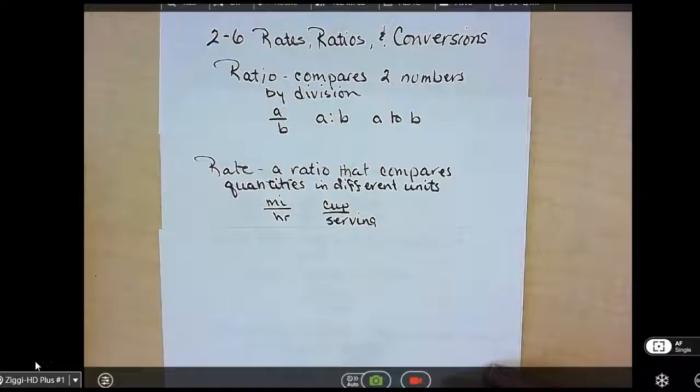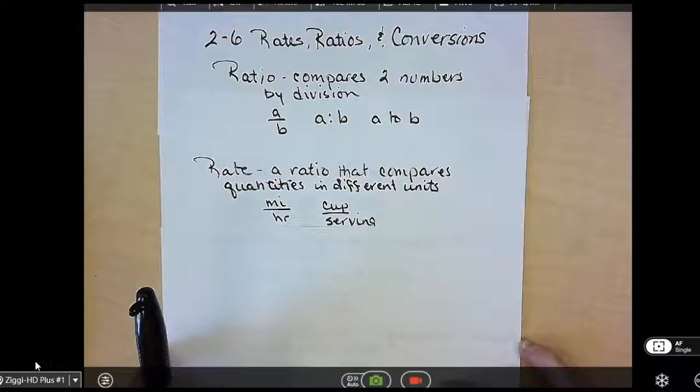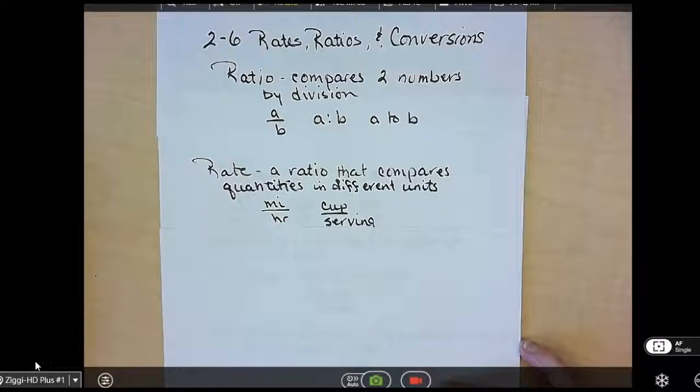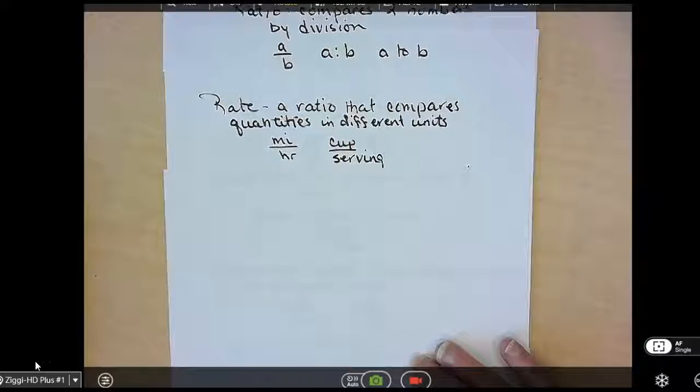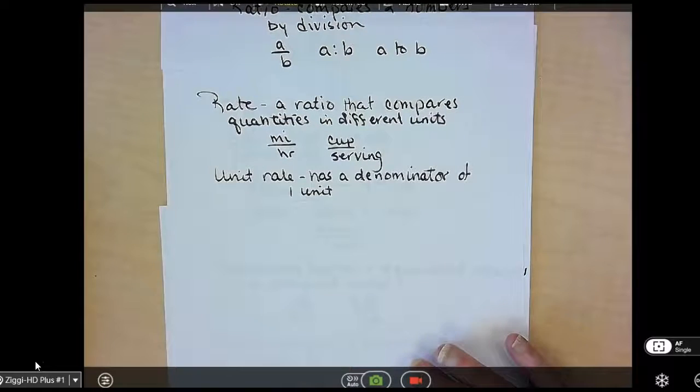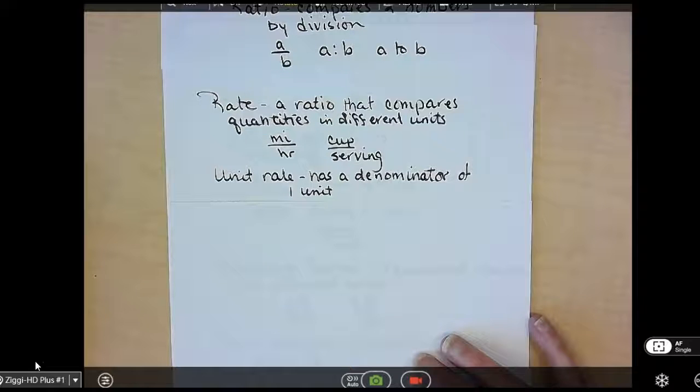We also talk about rate in this section. Rate is a ratio that compares quantities in different units. Miles per hour, cups per serving, those are all types of rates. We can also talk about unit rate. Unit rate has a denominator of 1.